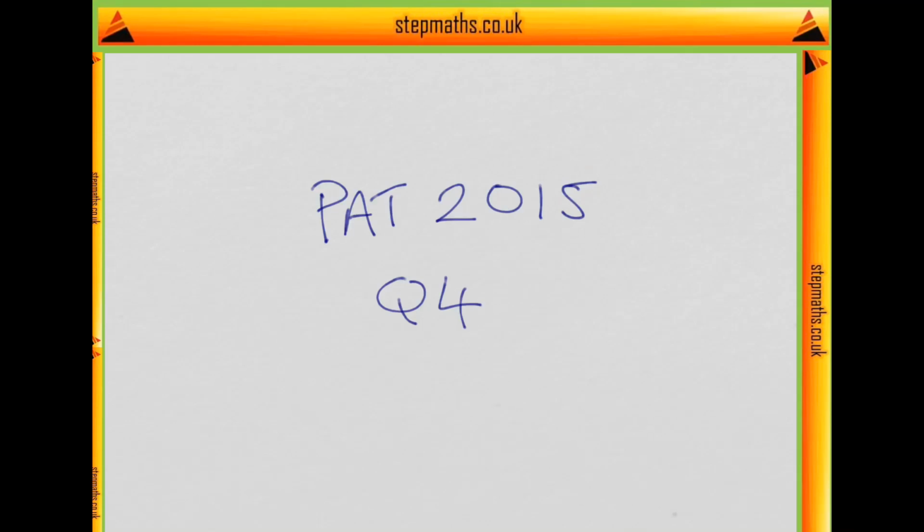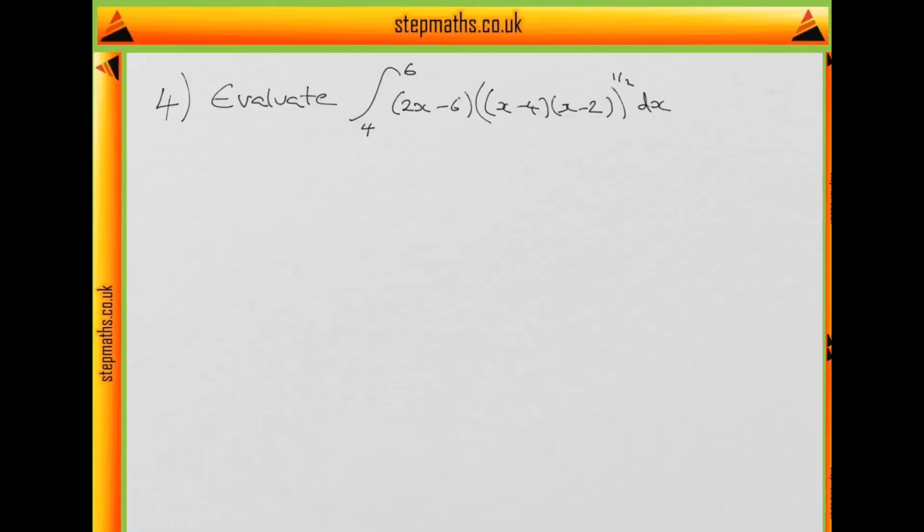Hi, today we're going to be doing the 2015 PAT paper and looking at question 4. So let's start with question 4. Now question 4 asks you to evaluate the integral of 2x minus 6 multiplied by (x² minus 4 times x minus 2) all to the half between the values of 4 and 6.